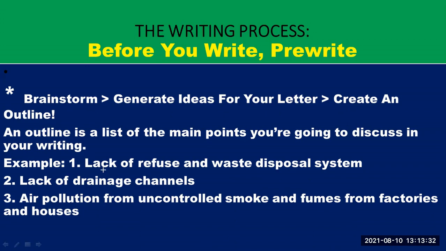Having thought about it, the first point we want to talk about in this letter is lack of refuse and waste disposal system, because we are talking of environmental pollution. Why is the area in a mess? It's because of lack of refuse and waste disposal system. All right. So when we state the cause of the pollution, then we will be able to ask for the solution.